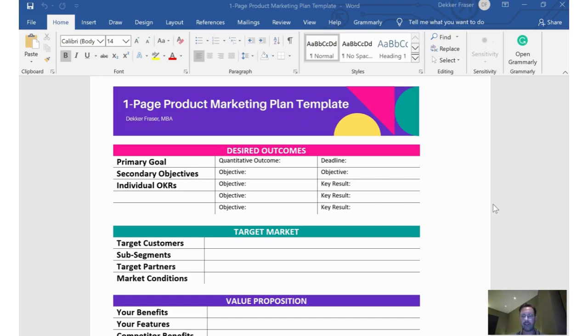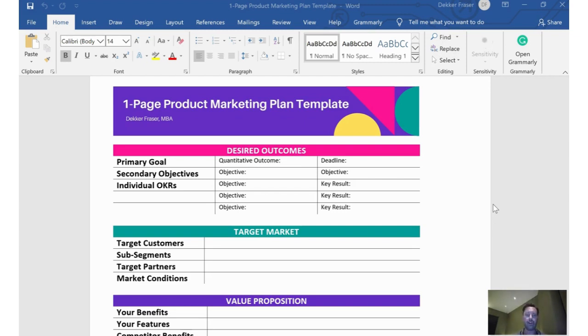The other component of your primary goal is not just the quantitative outcome, but it's the deadline. So you need some sort of constraint on when you expect to reach that deadline. So for example, generate $100,000 in pipeline this quarter, or this half year, or by the end of the year.